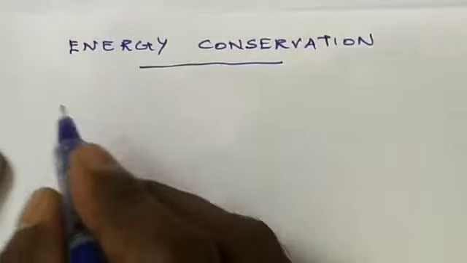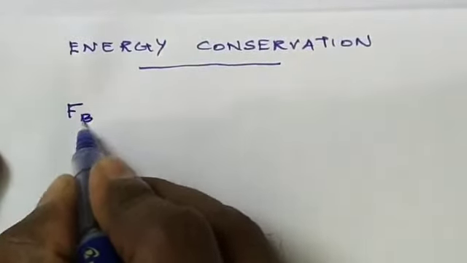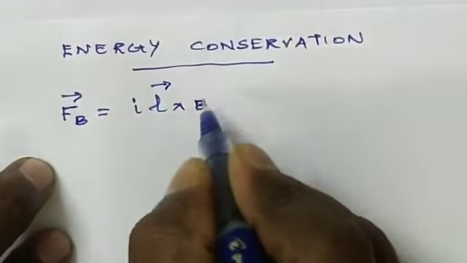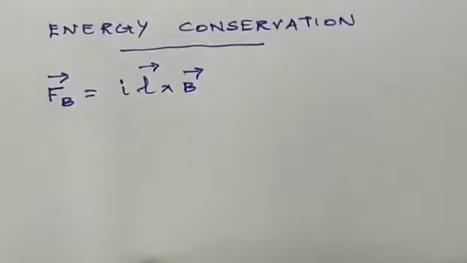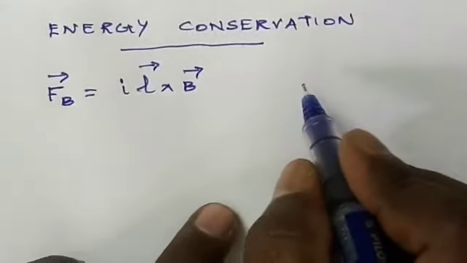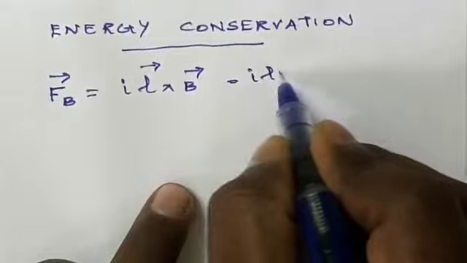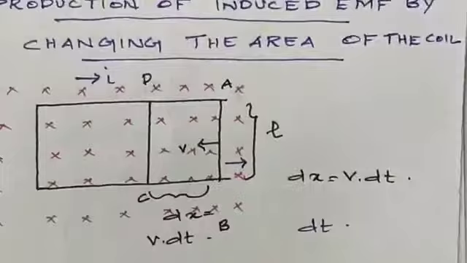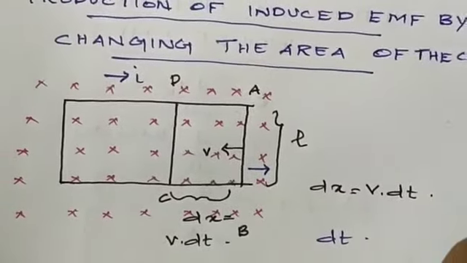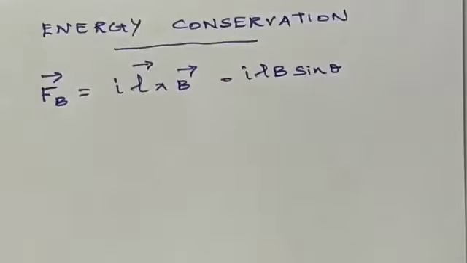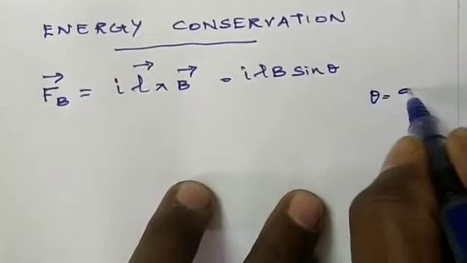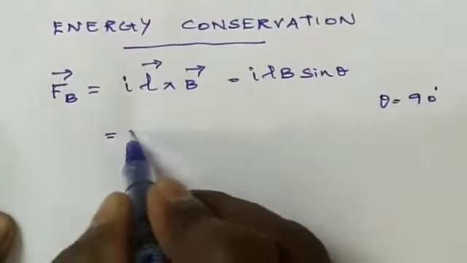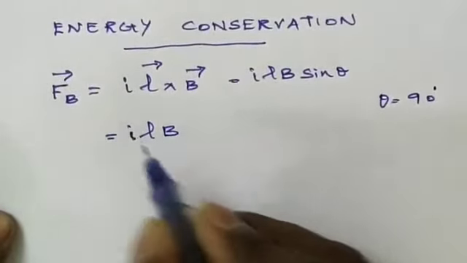So write down that force, that means the magnetic force F_B is equal to I L cross B vector. Using the cross product, that means sin theta, so that means I L B sin theta. Here the magnetic field is in the inward direction, and the conductor is moving perpendicular to it. So theta equals 90 degrees, sin 90 is 1. Finally we get the magnetic force as I L B.